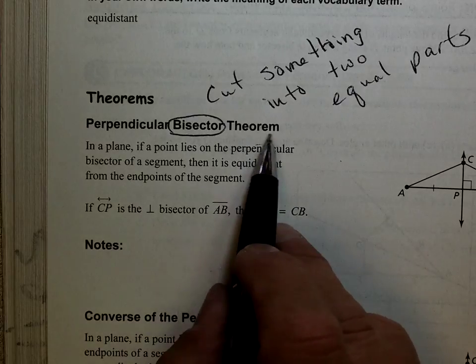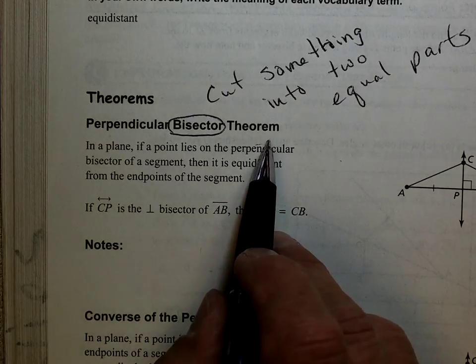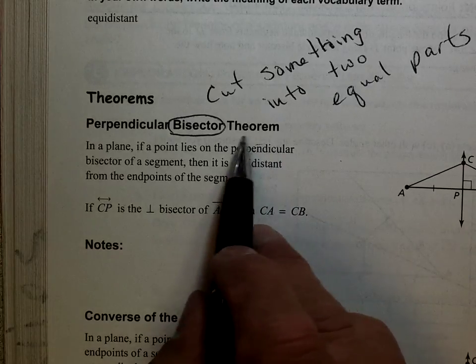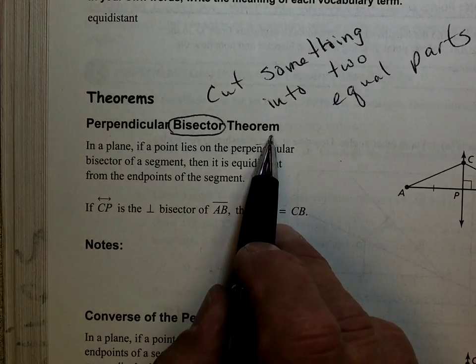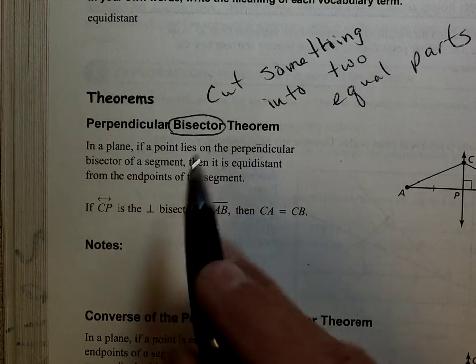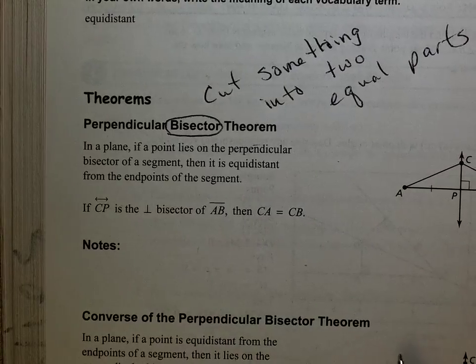They use the word theorem to say here's a geometry rule that we could prove. Okay? So we won't do any proving, but just know that when they use the word theorem, it says it's a math rule. When you see the word theorem, it just means math rule. Okay? So perpendicular bisector theorem. Okay? So let's read it.